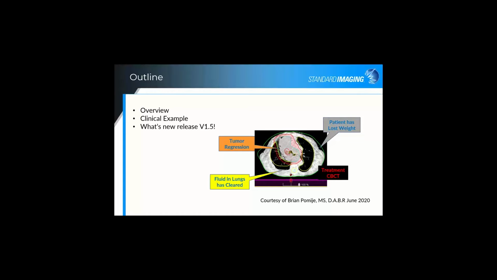It helped improve this particular patient's care because replanning was flagged and then confirmed via additional imaging, comparing the planning CT to the treatment cone beam CT, showing that there was tumor regression, that the fluid had cleared in the lungs since the time of the planning CT, and that the patient had lost weight. And then after that, I'll go into a few details of what's new in our latest release.